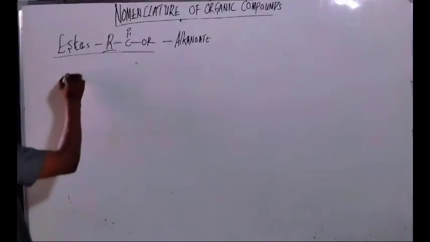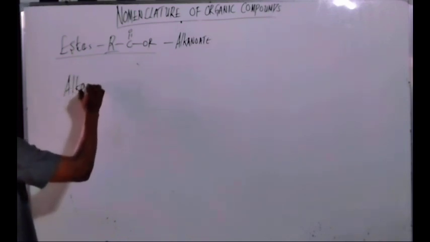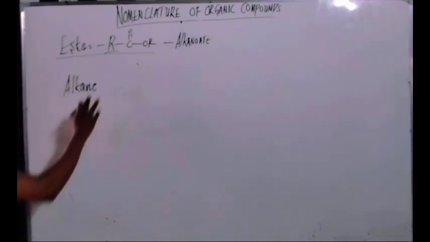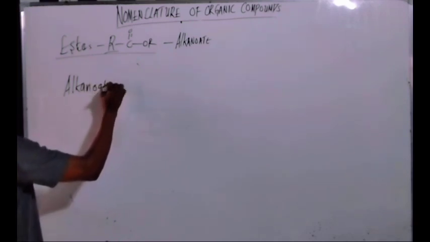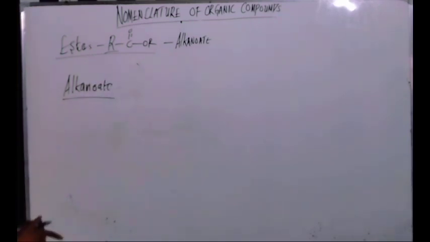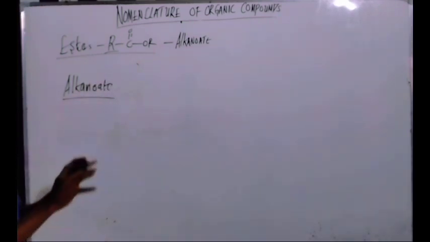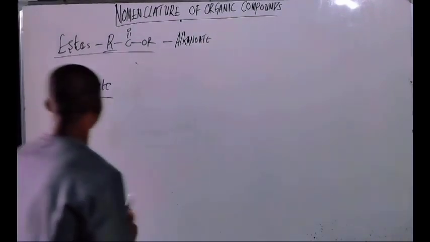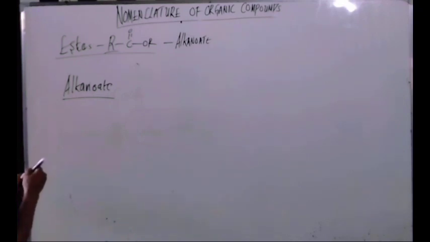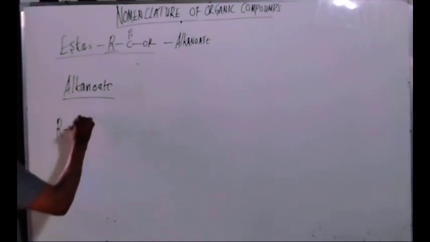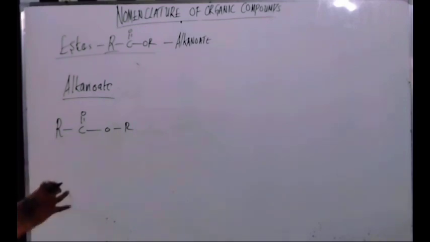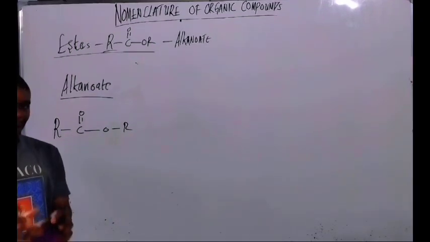Now remember, this is the alkane. When you remove the E and you add OATE, it's called alkanoate. Now, if for example you have this structure here, this is the blueprint of the nomenclature.